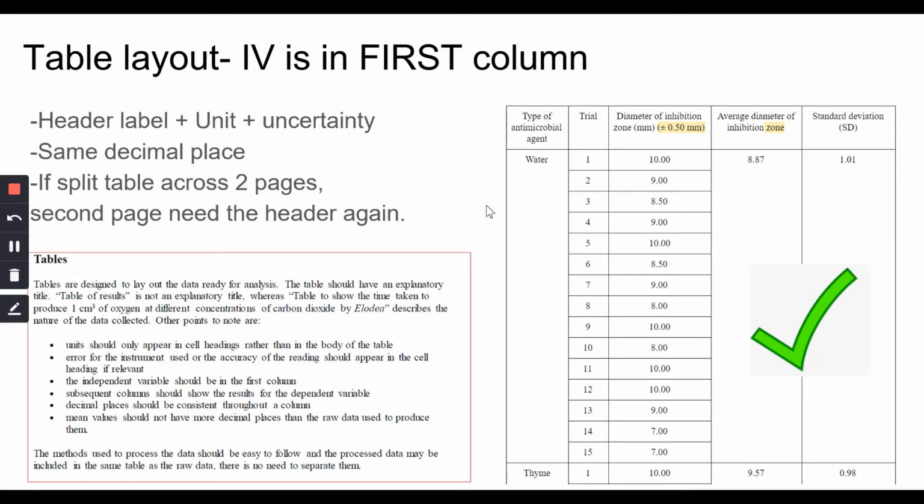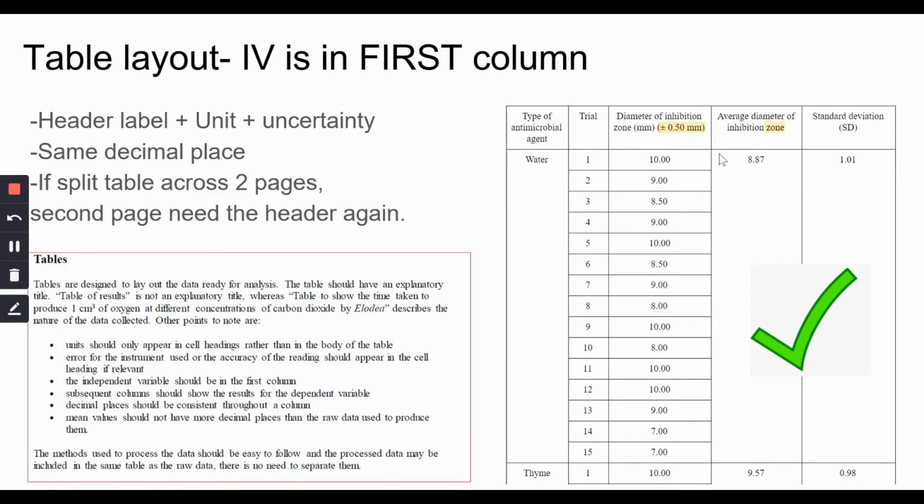Let's see an example of how a good table should look. The table here, you can see that this is the IV. This is discontinuous data: water, and then one of the herbs. This student did 15 repeats, and then they measured the inhibition zone diameter, and so on. So you can see that they have the labels, and then they have the units, in mm. Actually, in hindsight, the average and the standard deviation should also have the units and uncertainty.